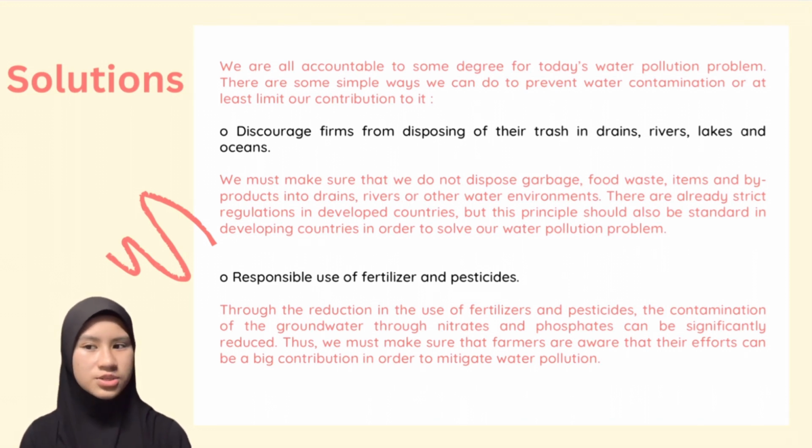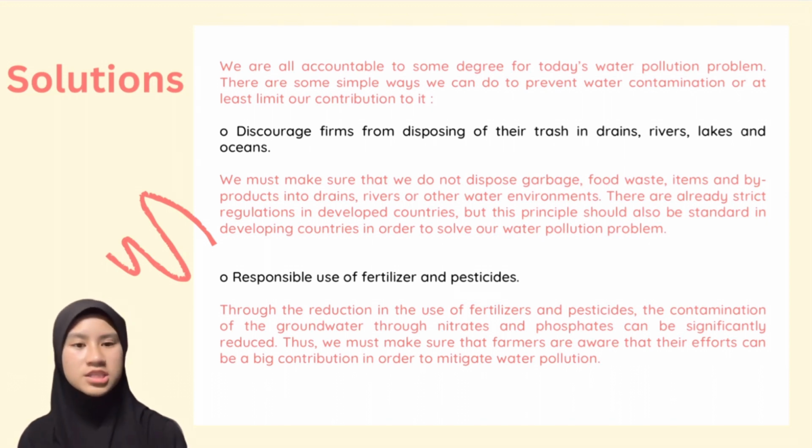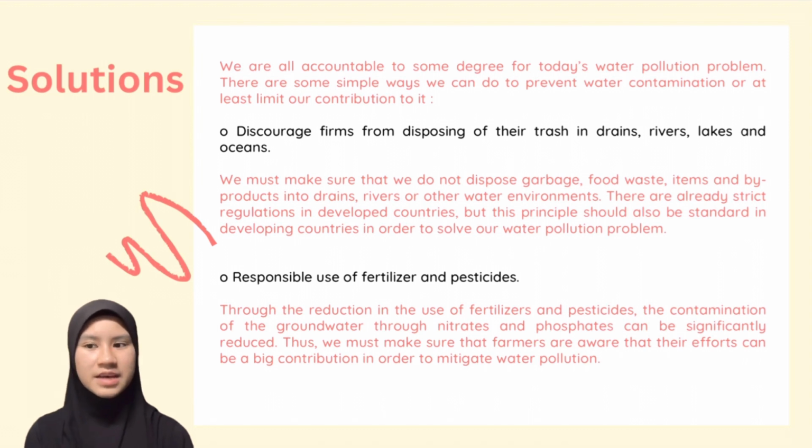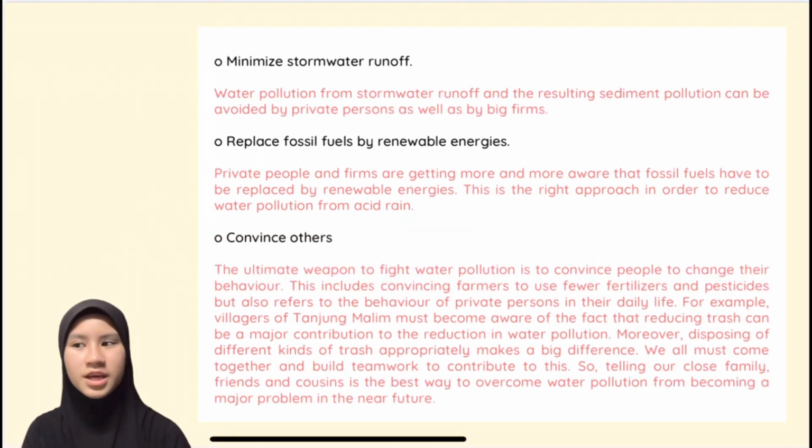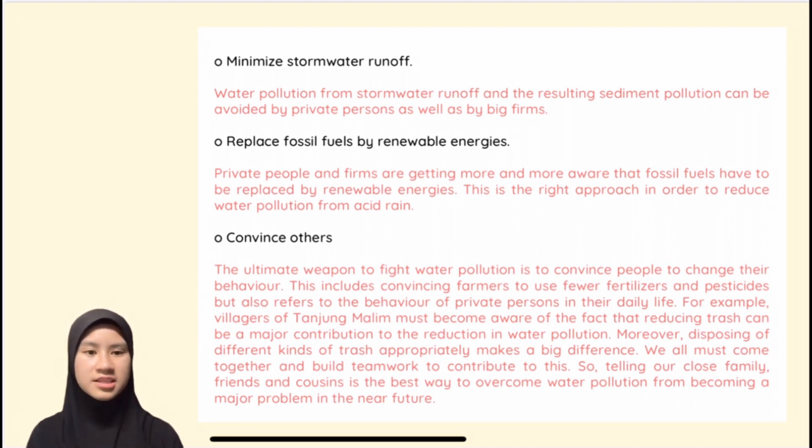Through the reduction in the use of fertilizer and pesticide, the contamination of the groundwater through nitrates and phosphates can be significantly reduced. We can also minimize stormwater runoff. Water pollution from stormwater runoff and the resulting sediment pollution can be avoided by private persons as well as by big firms. Then we should replace fossil fuels with renewable energies. This is the right approach in order to reduce water pollution from acid rain. Last but not least, we need to convince others. The ultimate weapon to fight water pollution is to convince people to change their behavior.